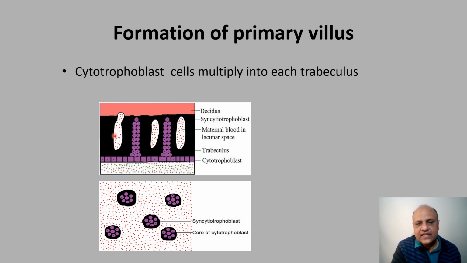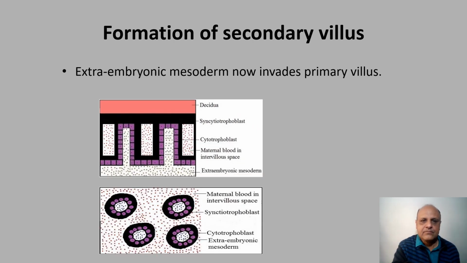If I take a section from this point to this point, there will be a core of cytotrophoblast in the center surrounded by syncytial trophoblast on the sides, and then there will be maternal blood. So this is the structure of a primary villus. Now how is the secondary villus formed? When extraembryonic mesoderm invades into the primary villus. So extraembryonic mesoderm has invaded the primary villus.